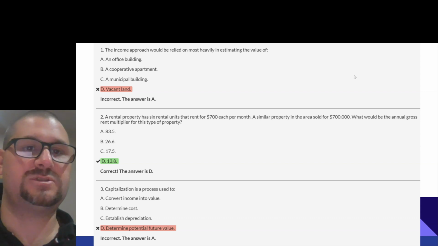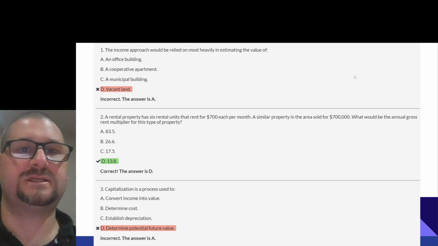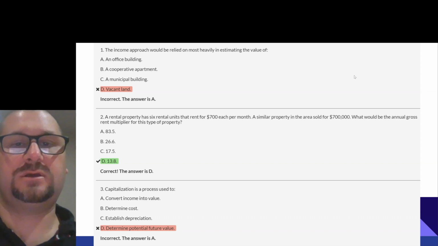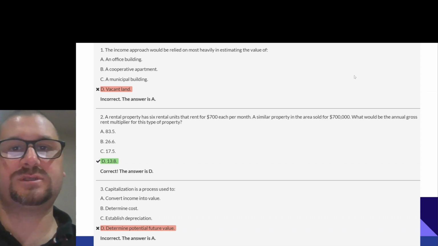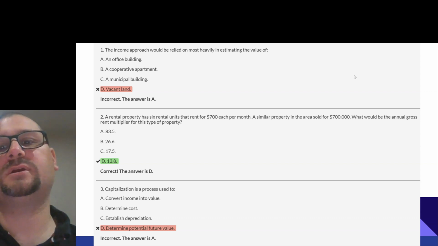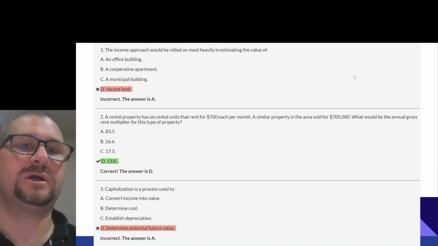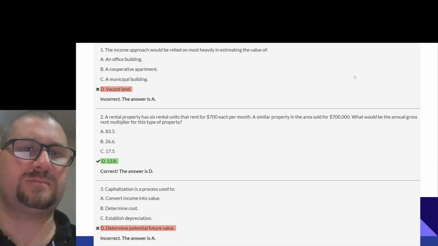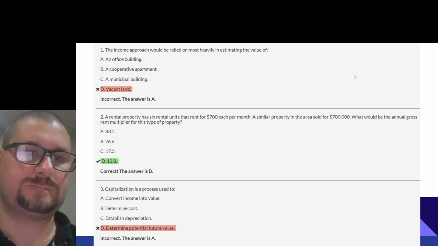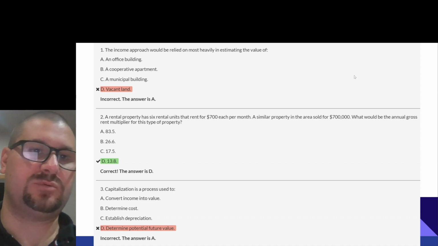Number two, a rental property has 6 rental units that rent for $700 each per month. A similar property in the area sold for $700,000. What would be the annual gross rent multiplier for this type of property? Answer is delta D, 13.8.